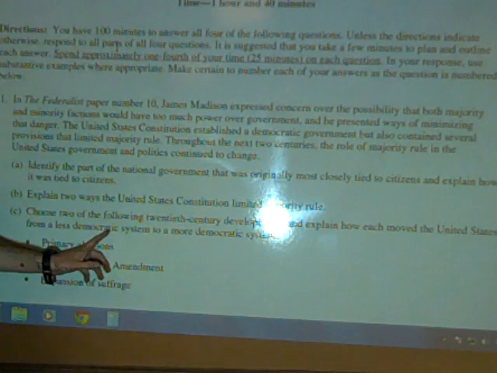Right? The courts are not very democratic. We don't vote on them, and they don't care what we think. Alright? So we need to think about some things that would make the system more democratic. And notice, they need to be 20th century developments. Alright? So primary elections made the system more democratic. That's not that hard to explain.